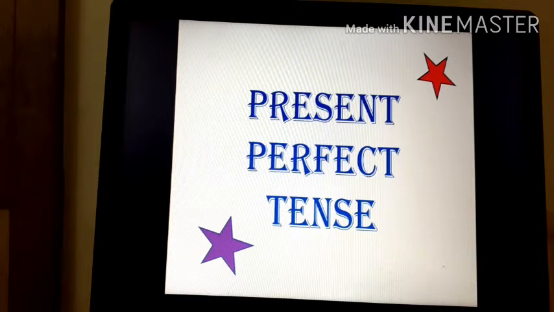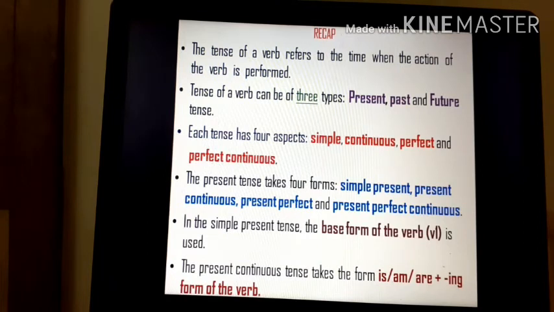But before starting today's lesson, let's recapitulate the previous lesson. The tense of a verb refers to the time when the action of the verb is performed. Tense of a verb can be of three types, that is present, past and future tense. Each tense has four aspects, that is simple, continuous, perfect and perfect continuous. The present tense takes four forms: simple present, present continuous, present perfect and present perfect continuous.